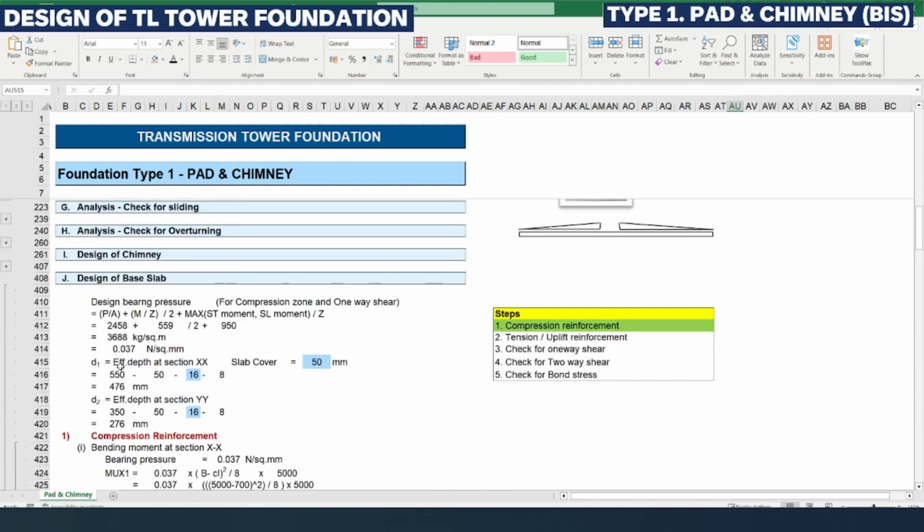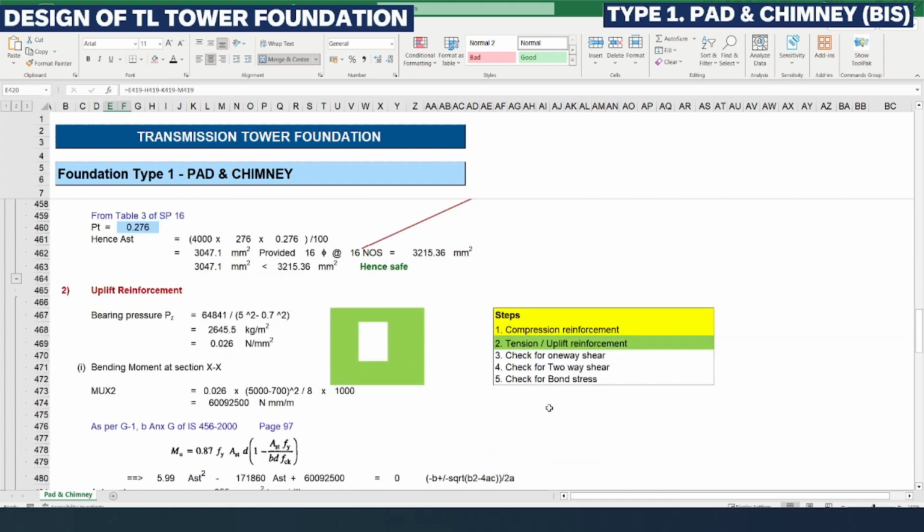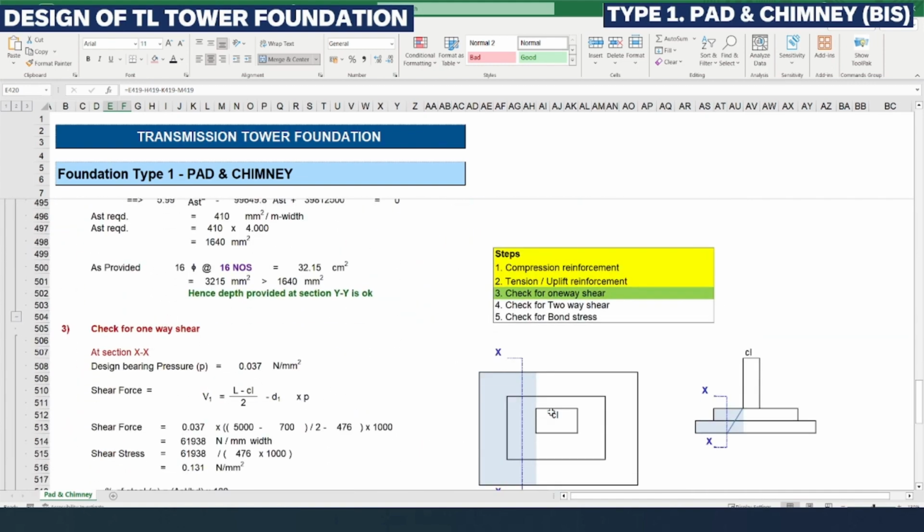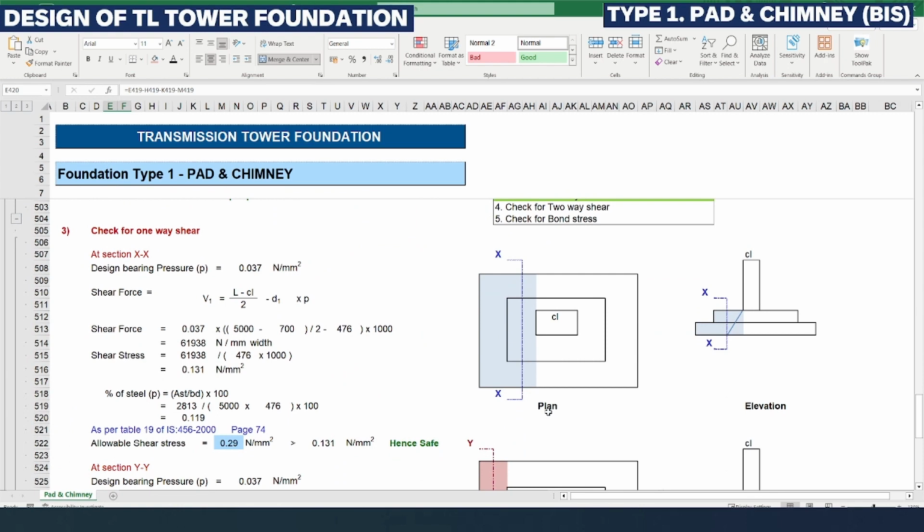You can see here, D1 refers to the effective depth at section XX and D2 refers to the effective depth at YY. Those values are 476 and 276 mm respectively. We need to consider those in both our one-way shear and two-way shear checks. So the effective occurrence of shear is at D, the effective depth, from the column face. That is what we are calculating here.